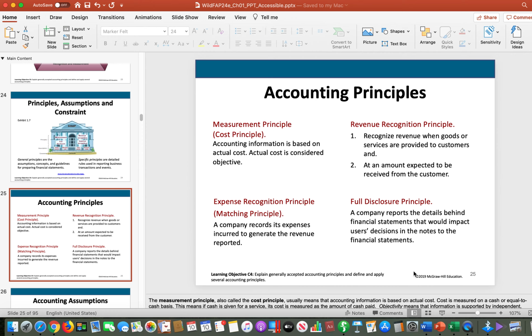Especially if the information would affect the decision of the capital provider. When I say capital provider, I mean a lender or a creditor or an investor. They provide capital. So any such information, in fact, is required under SEC and FASB regulation.